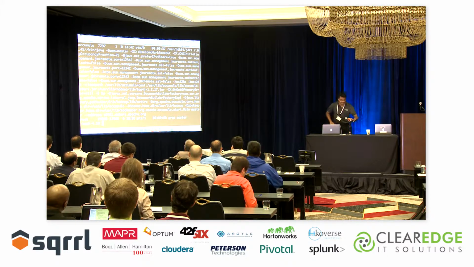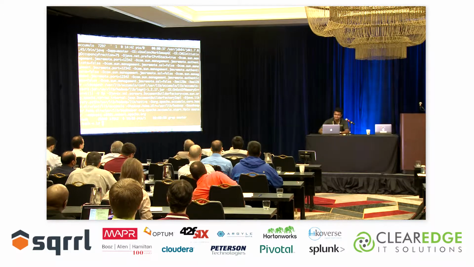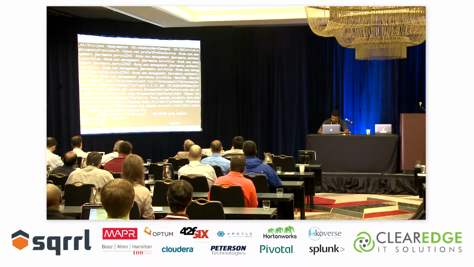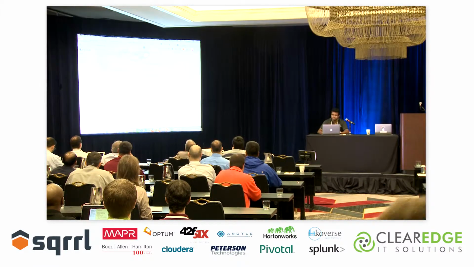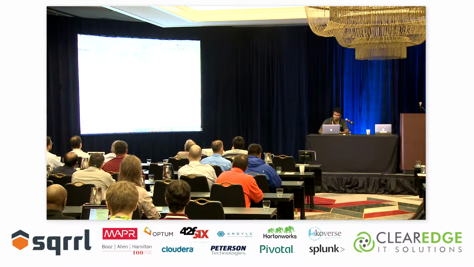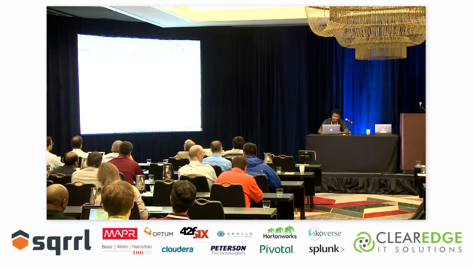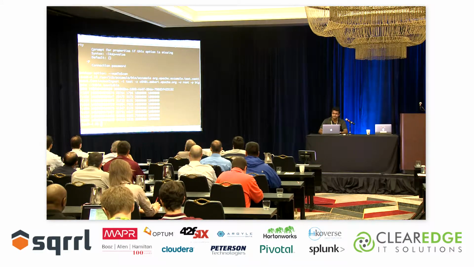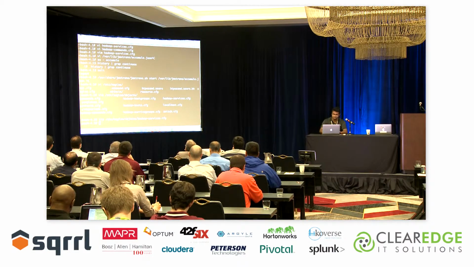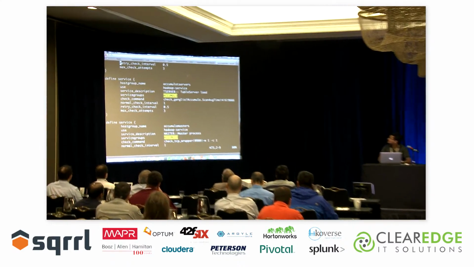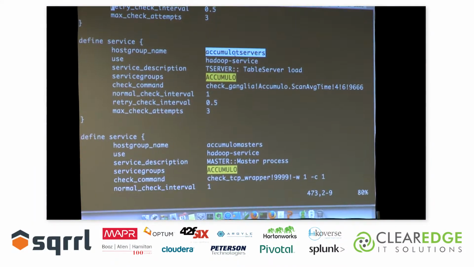So let's see this. This is the master here. So I'll just kill it, right? I guess it's around a minute for that. So while the alert comes up, let me go through how my Nagios config is. I have a host group called Accumulo T servers, where I put every T server that I have in Accumulo.